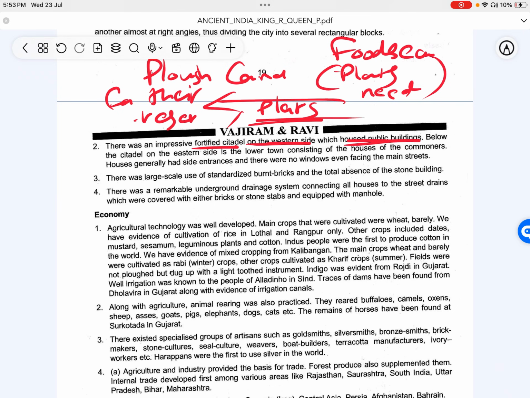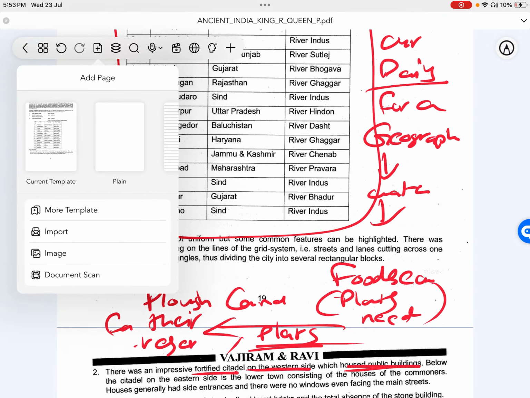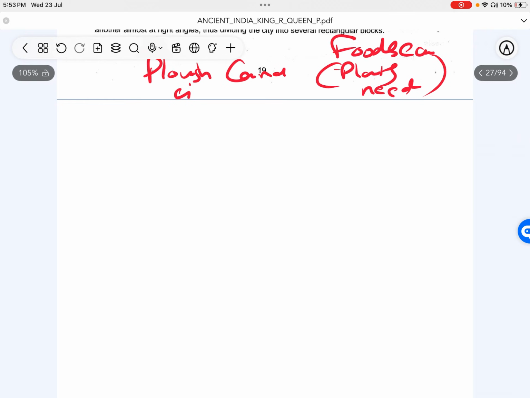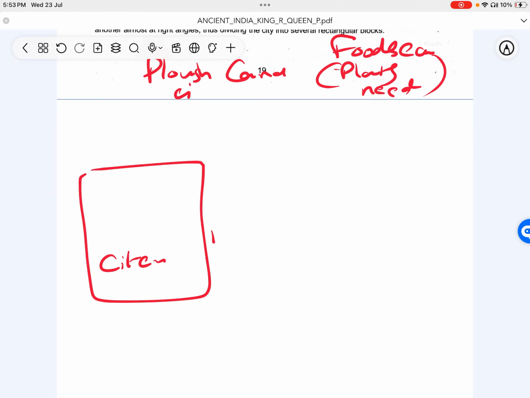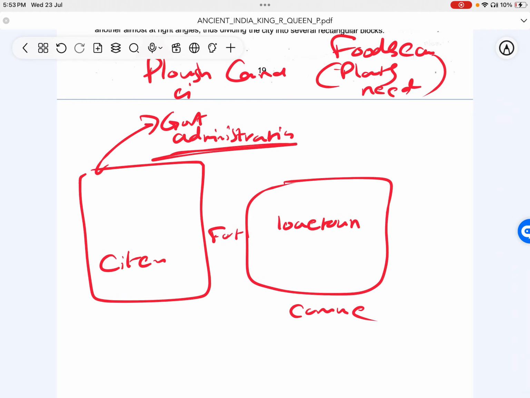Generally, in the town planning of the Indus Valley civilization, we have this citadel, a fortified one, and this is the lower town where the commoners live. Here, the government officers, all the administrative work, what they call it we don't know, or the religious one will be there.